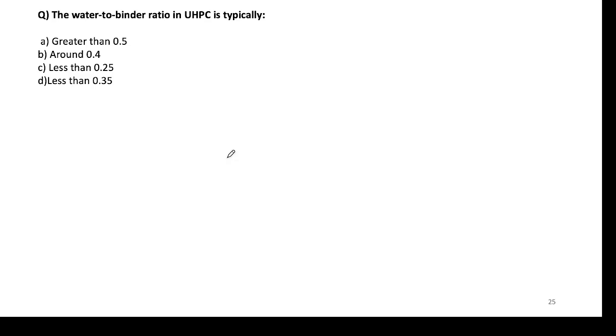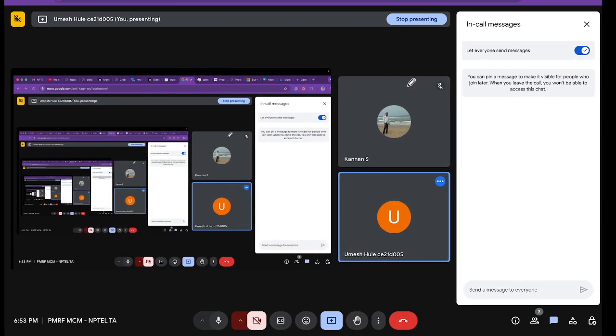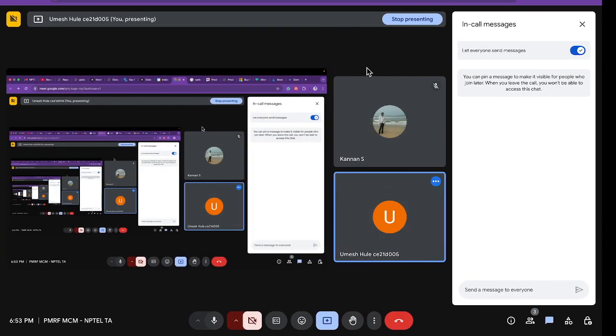Okay, the next question is on the typical water to cement ratio used in UHPC: greater than 0.5, around 0.4, less than 0.25, or less than 0.35. It's a very easy question, so I will not explain much about it. Which range will we go for in UHPC? Also, how to achieve that, I would like to hear from you guys. Anyone with the answer?